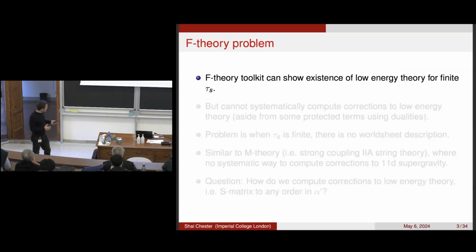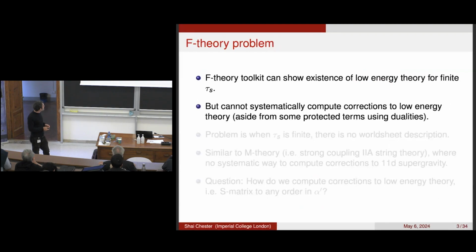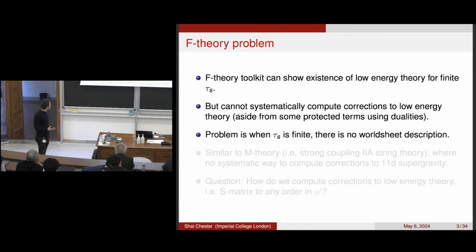So now, what's the problem with the F theory approach to studying D7 branes? The traditional F theory toolkit can only show the existence of a low energy theory for some finite value of complexified string coupling. But it cannot tell you how to systematically compute corrections to this low energy theory, aside from some special protected terms, in which case you use some dualities. The reason is that the string coupling is finite, and when the string coupling is finite, you don't have a world sheet. And usually the only way we know how to study string theory is with a world sheet, which is a small string coupling expansion.